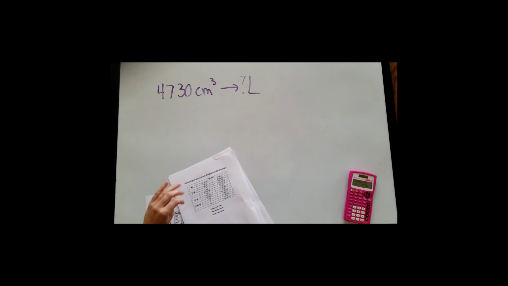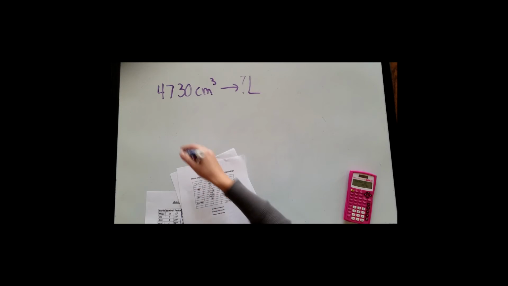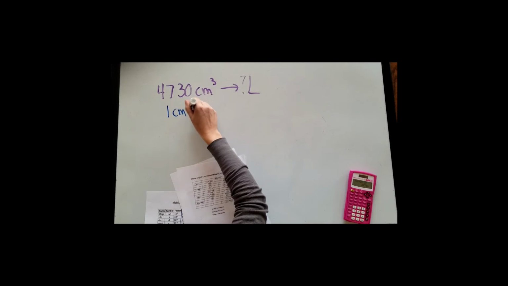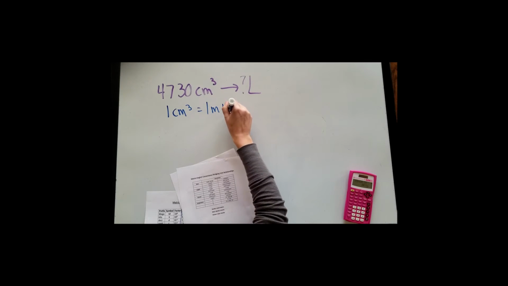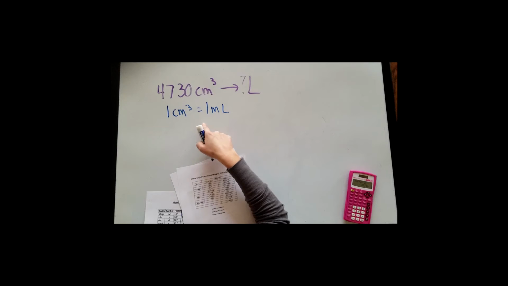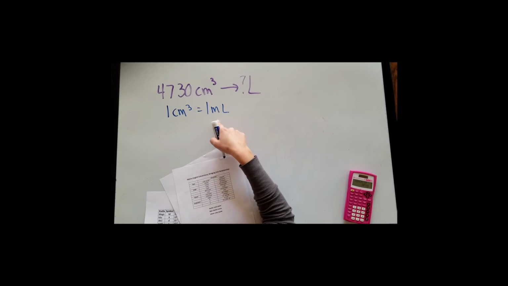So looking at conversion factors, there's one conversion factor that is not on any of your conversion factor sheets that I bring up in lab quite a bit that we use, and that is that 1 centimeter cubed is equal to 1 milliliter. Now this conversion factor is very helpful for us when we talk about density. So you'll see this a lot in density.